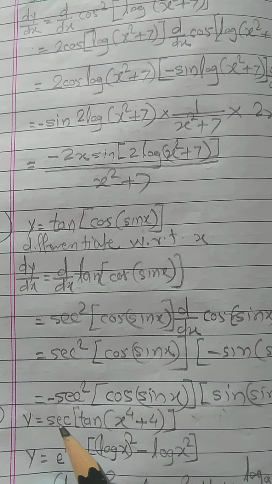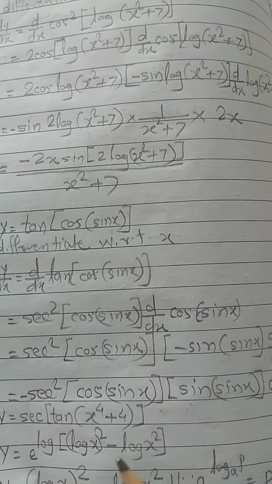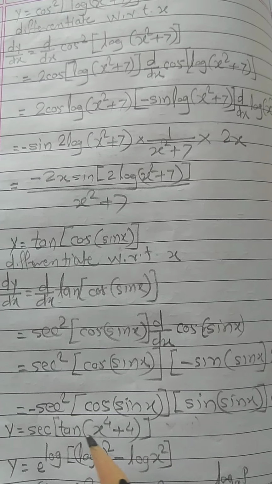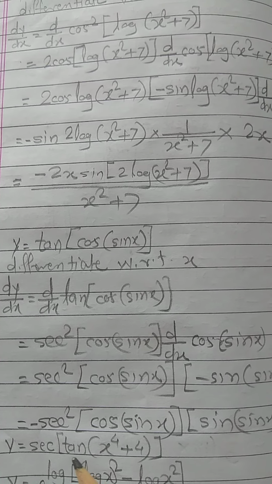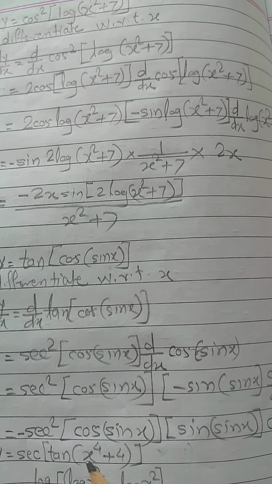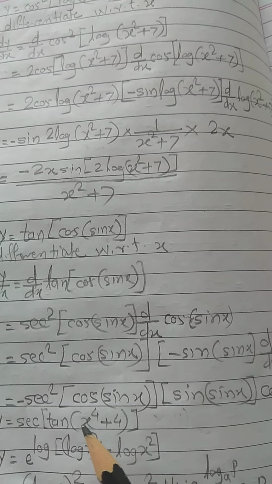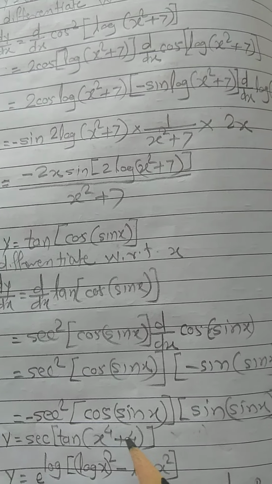You can do it like that. The derivative of sec will be sec tan, that is, sec of this angle as it is, tan of this angle as it is. Then after, you have to take the derivative of tan, which is sec square, angle x square plus 4 as it is. And then after, you have to take the derivative of x raised to 4, which is 4x cube. So you can get it easily.